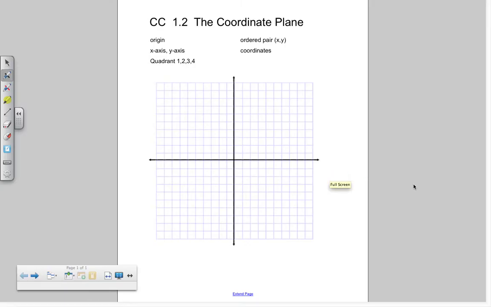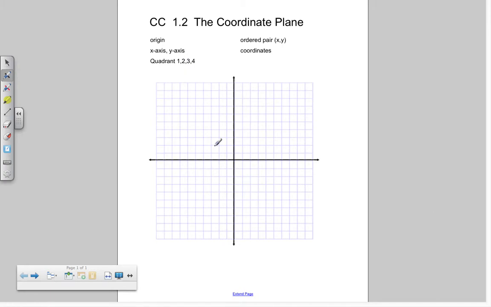1.2, the coordinate plane. This is basically a vocabulary lesson showing you all the different parts of the coordinate plane. You'll find this in your book as well, but this is definitely important for your notes. So this is the coordinate plane. You're always going to be using graph paper in this unit because you're always going to be using a graph, so I recommend and in fact require your use of a ruler to make it precise.